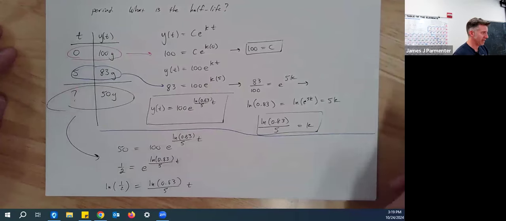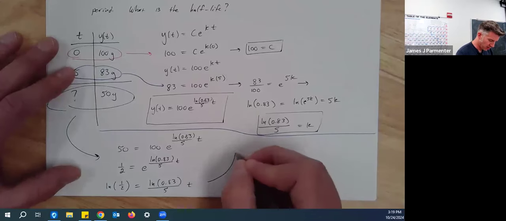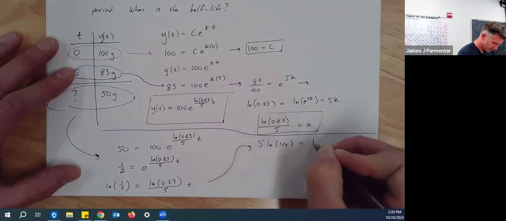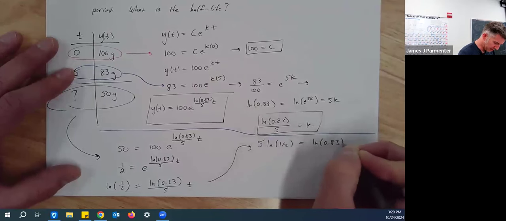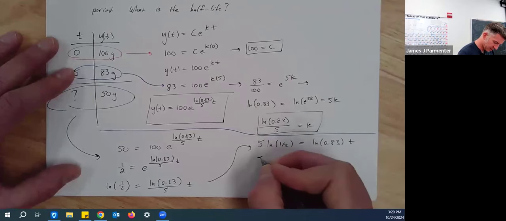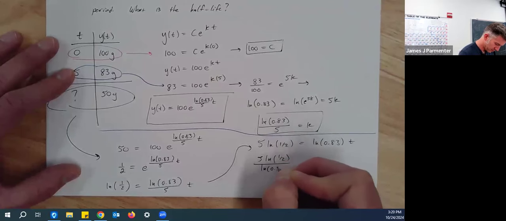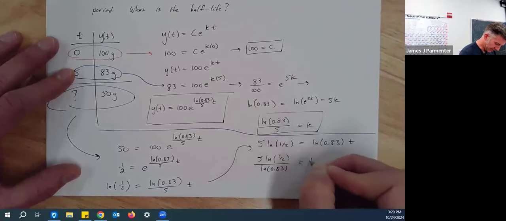I do not like dividing both sides by the natural log of 0.83 divided by 5. I don't like fractions and fractions. What I would recommend doing is multiplying both sides by 5 and then dividing both sides by the natural log of 0.83. It just looks nicer. And that is your half-life.